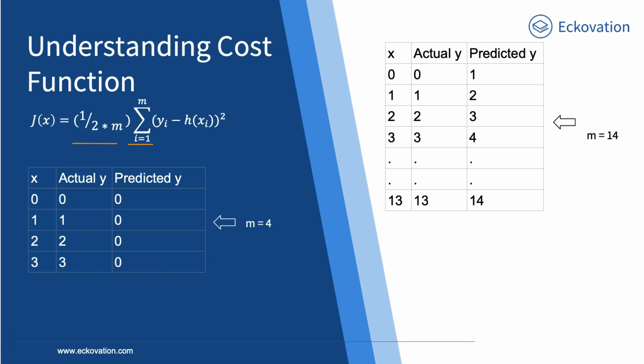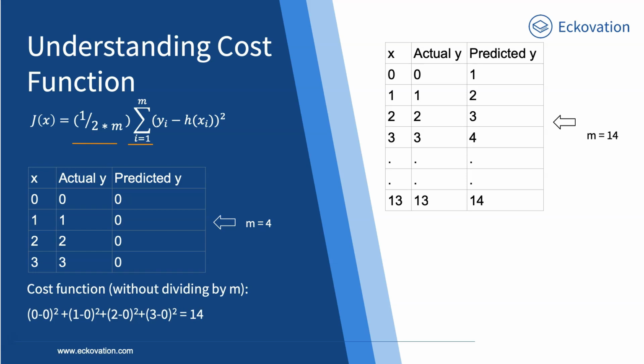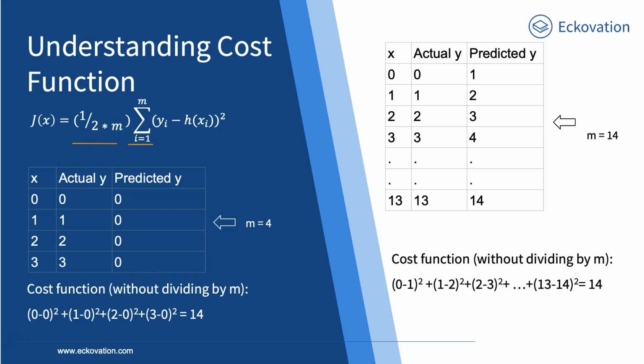Alright, now look at the other data frame which has 14 samples. We can see that the predicted value is always 1 more than the actual value. This is not that bad. It is significantly better than the previous predictions. But if we calculate its cost function without dividing by the number of samples, the value turns out to be 14. Well, this doesn't seem to be favorable. The previous model was much worse, but the cost comes out to be the same value.